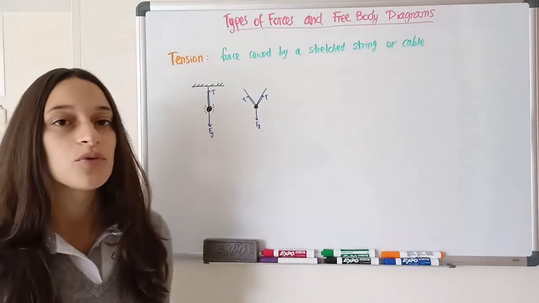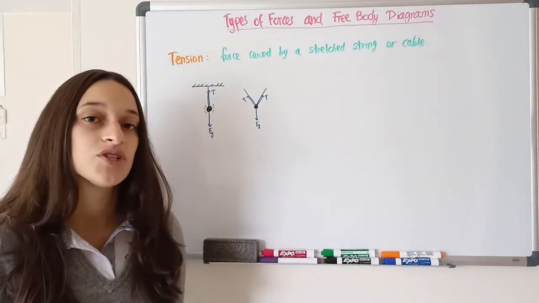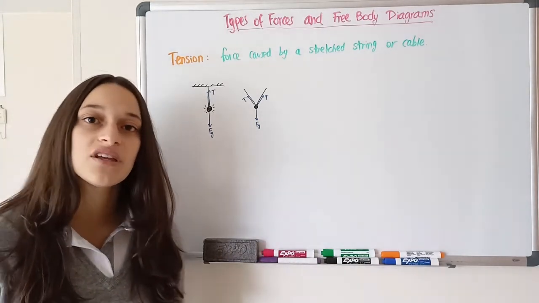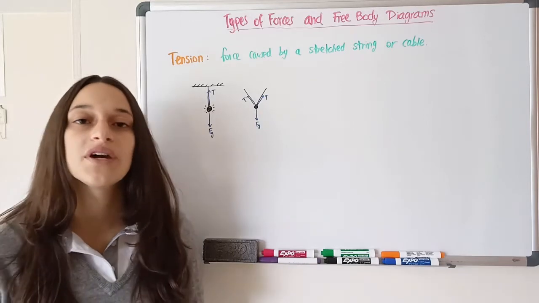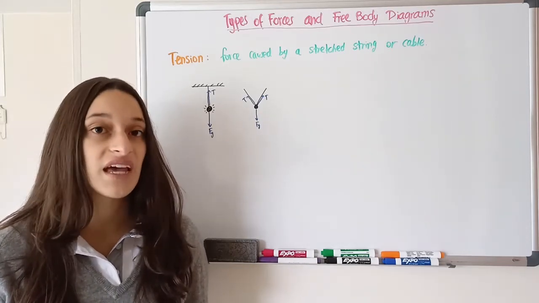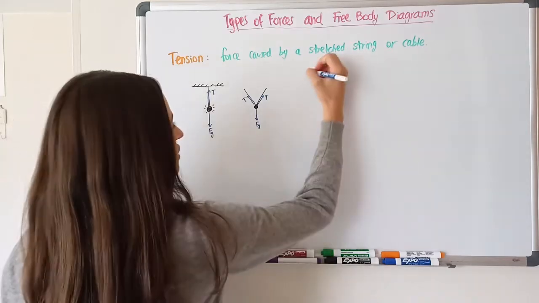We only care about when there is one cable or one string and the force of gravity acting on it. So again, just like in air resistance, there's no equation for tension force. We just have to figure it out with Newton's second law. So we have Newton's second law.